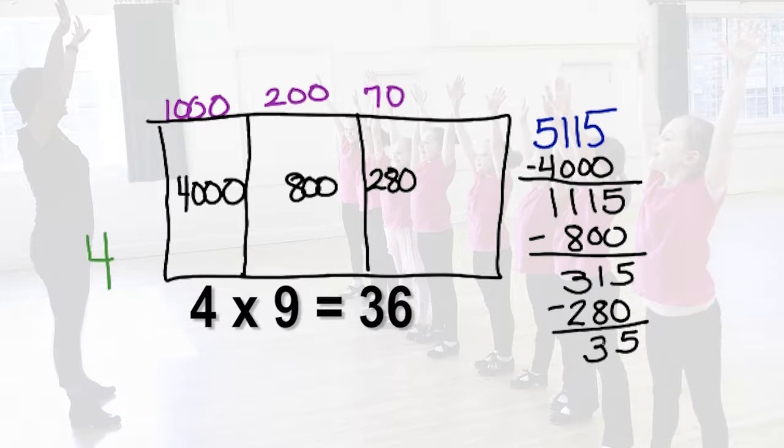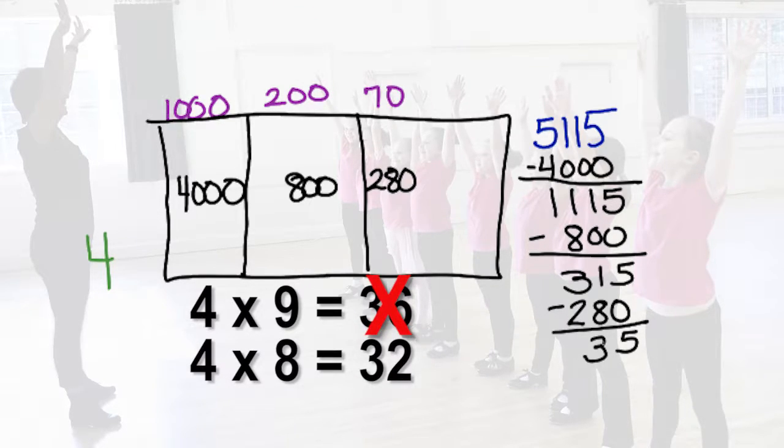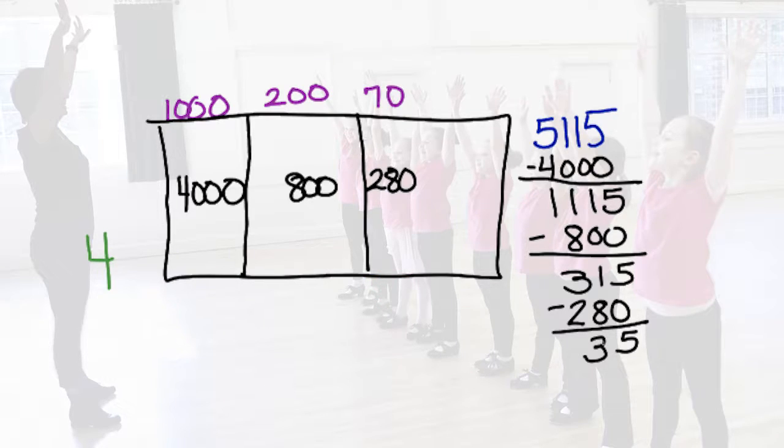We know that 4 times 9 is 36, and that is too much, so we will use the products of 4 times 8. Write the partial quotient of 8 on the top of the area model and 32 inside the rectangle for the product of 4 times 8. Subtract out the 32 from the 35, and we have 3 water bottles left over.